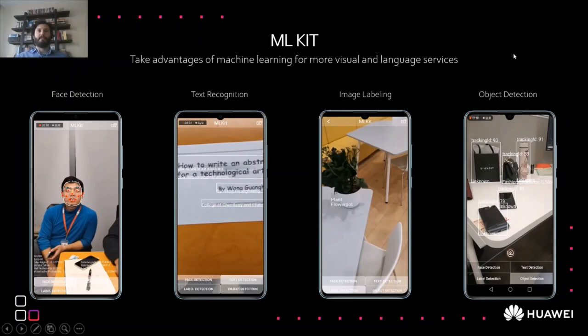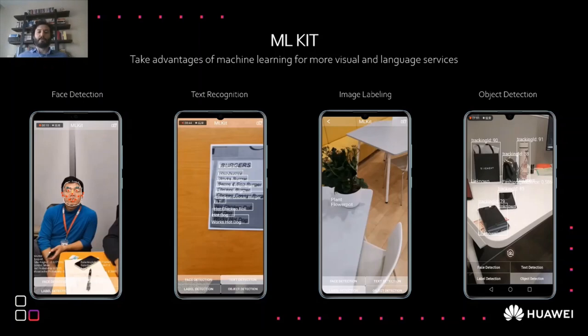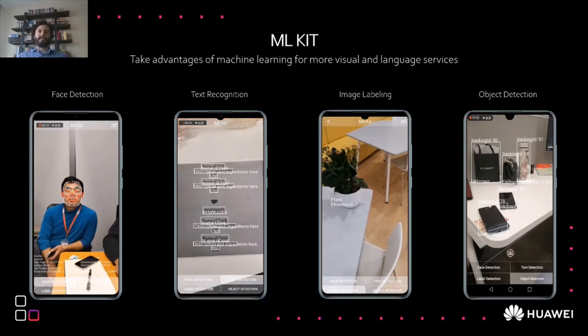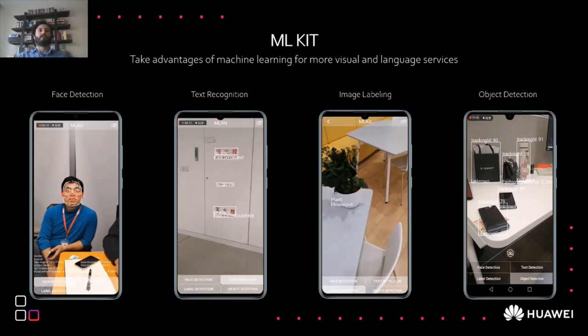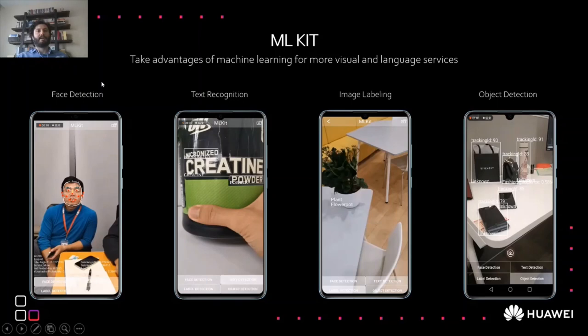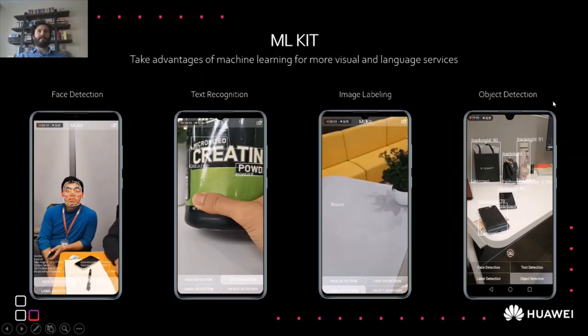So what we are also providing is ML Kit. As you may know, it's based on AI. And Huawei also is one of the leaders in AI in the global area. So investing and innovating a lot in this AI category. So you can use these AI capabilities as a ready-to-use kit for your application. So these are basic functionalities. So you can call the interfaces by just a few lines of code.